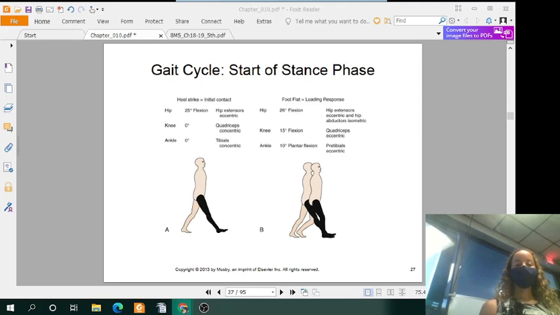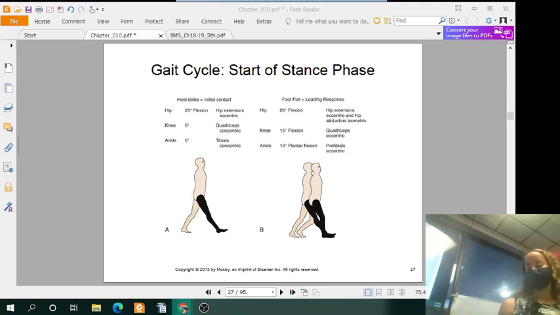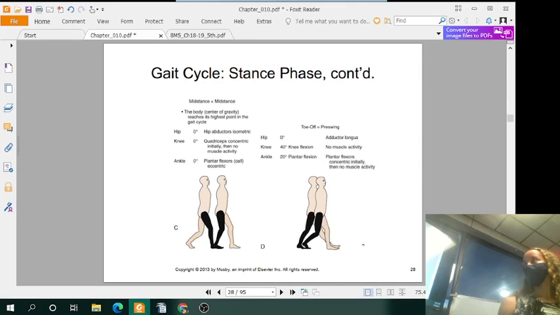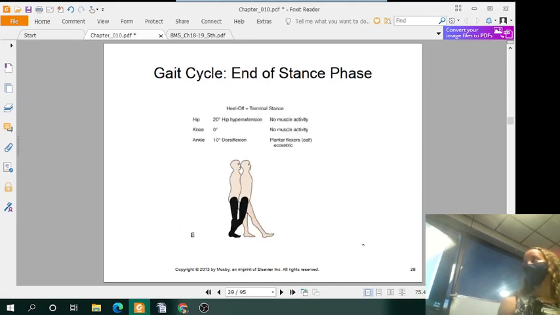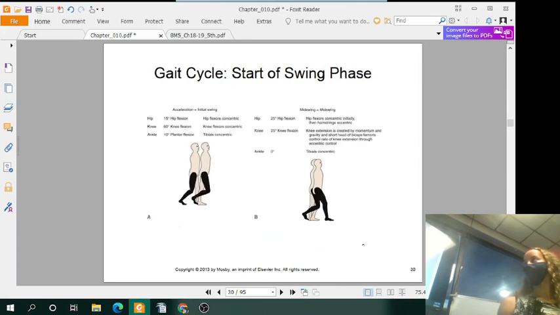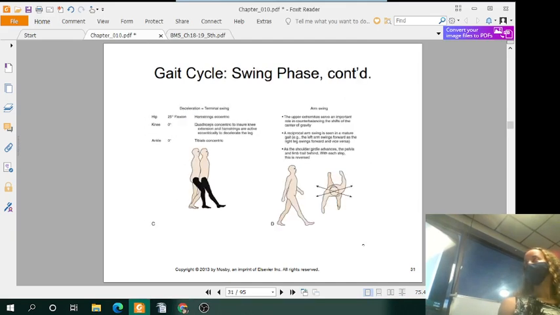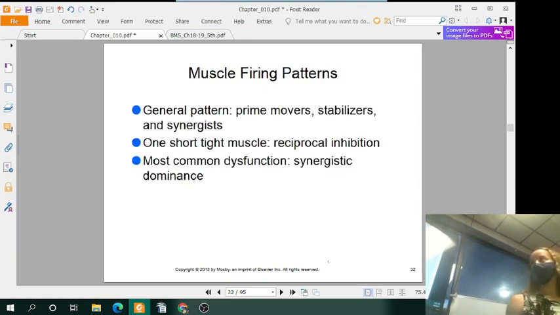Let's talk about muscle firing patterns on page 494. It covers, in each area of the hip, knee, and ankle, what muscles are working, so you can look through those pages to get a better idea of what's actually happening. But for now, we'll look at 494.